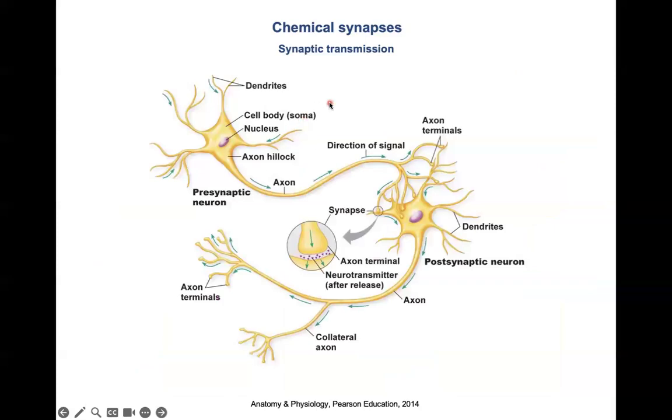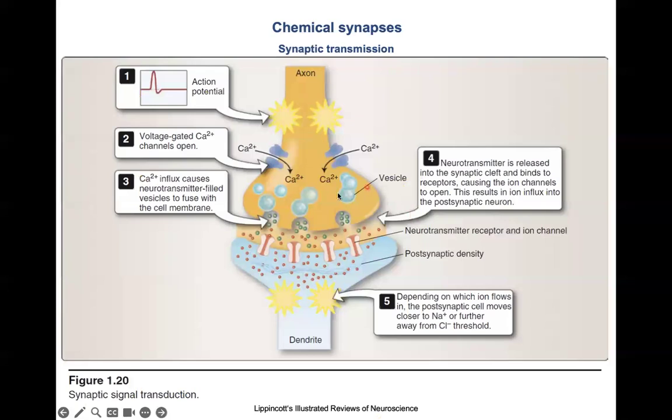Now let's take a look at chemical synapses. Just to recap, we have here a presynaptic neuron, a postsynaptic neuron. At the end here, we have the neurotransmitter released, and the signal is transmitted from the presynaptic neuron to the postsynaptic neuron. Remember here, the neurotransmitter may be either excitatory or inhibitory. It is released from the vesicles, and it binds to the postsynaptic membranes, to specific receptors.